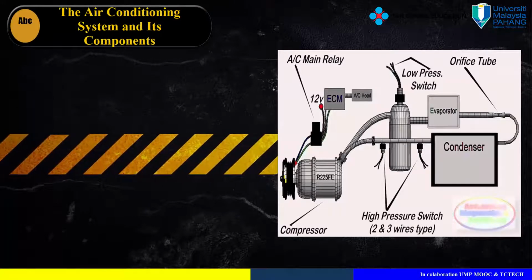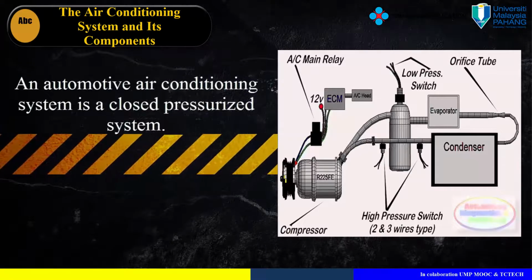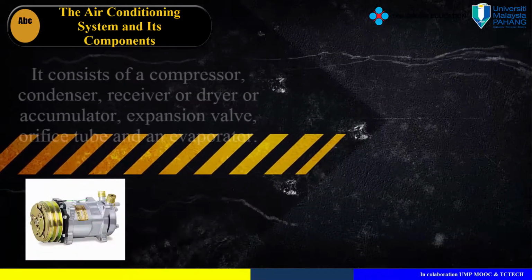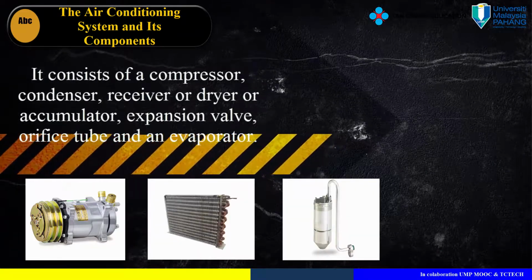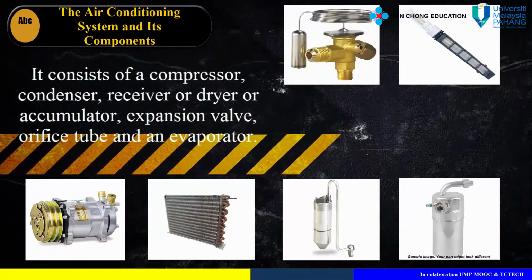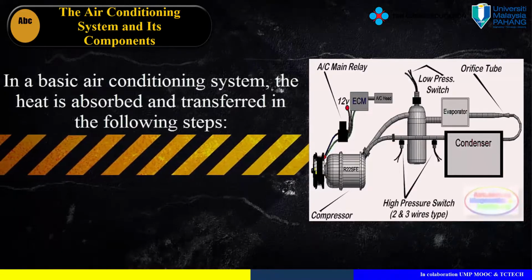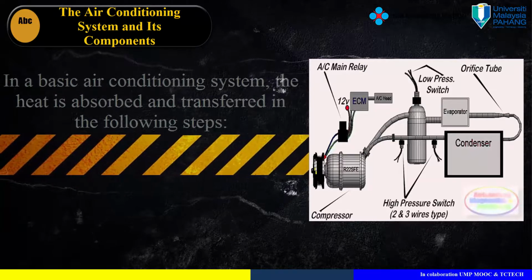The air conditioning system and its components. An automotive air conditioning system is a closed, pressurized system. It consists of a compressor, condenser, receiver, or dryer, or accumulator, expansion valve, orifice tube, and an evaporator. In a basic air conditioning system, the heat is absorbed and transferred in the following steps.